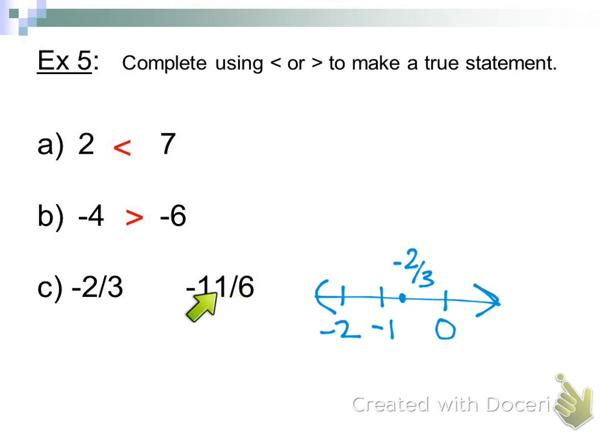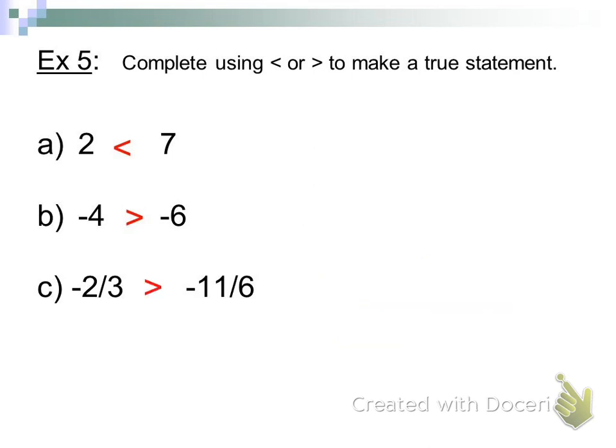This is almost 12 over 6. 12 over 6 would be 2, right? So it's almost way down here. So according to where they're located on the number line, just a quick sketch of the number line, it looks like the negative 2/3 is farther to the right. So I would need the greater than symbol.